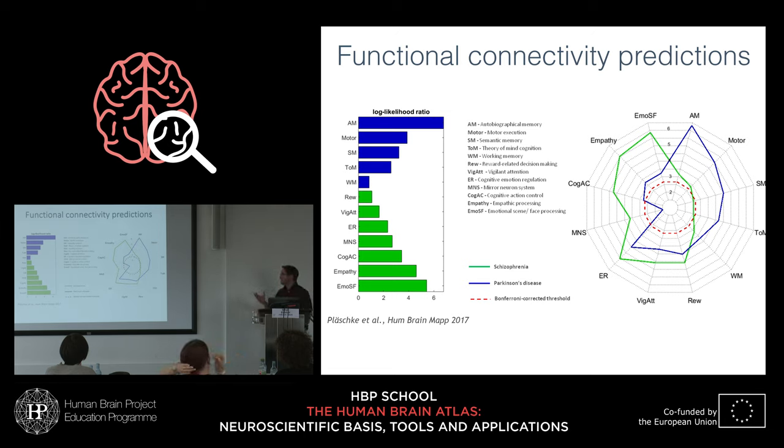So we see, although we are just at the beginning here, that there's a huge potential in this kind of integration between task imaging, identifying robust functional networks, and then resting state imaging that allows us to really look at individual prediction.